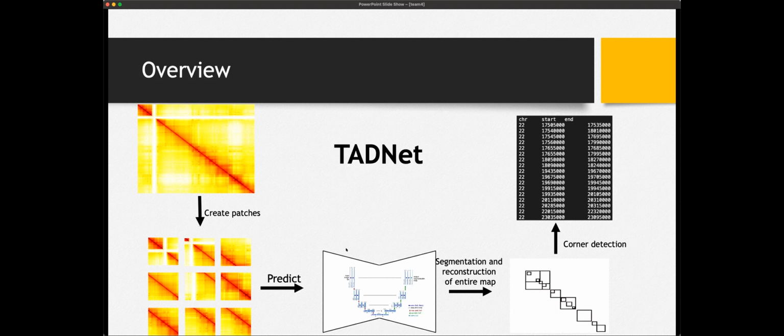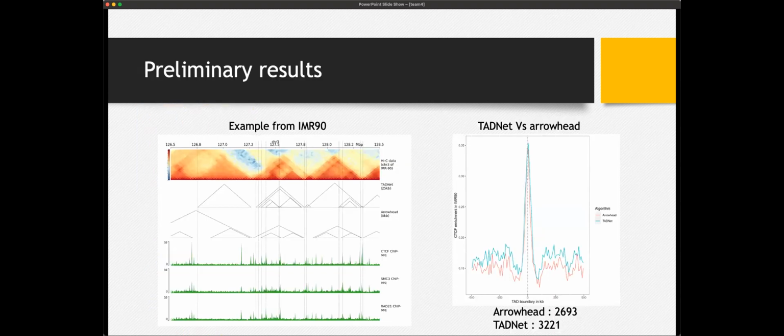The prediction is pretty fast, and as you can see here, our preliminary results. I show you the results for the cell line IMR90. We always compare here against Arrowhead. In this graph, you can see the Hi-C data at the top. Then you can see our called TADs compared to the TADs by Arrowhead. And then you can see how they correlate with different transcription factors here. As you can see, ours compares pretty well with CTCF, SMC3 and RAD21.